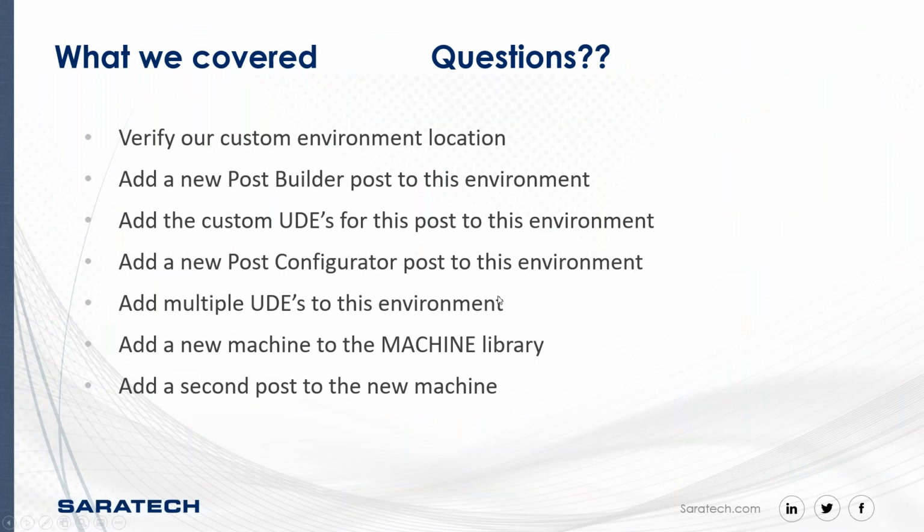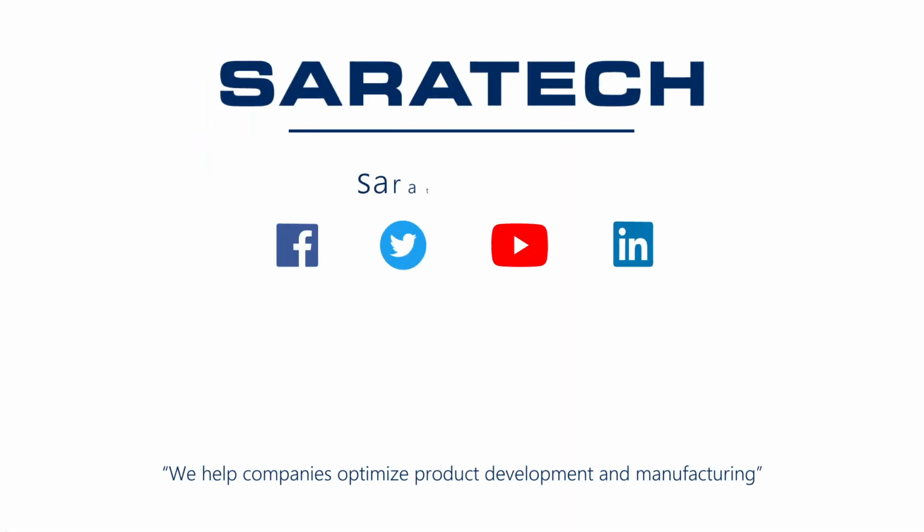And that's about it, all I had for today. So we verified our customer location, which you should do at the very beginning just to make sure you're not changing things and not seeing it. We added a new post builder. We added custom UDEs, added a post configurator post, added multiple UDEs, and added a new machine, and then also added a second post to that new machine.